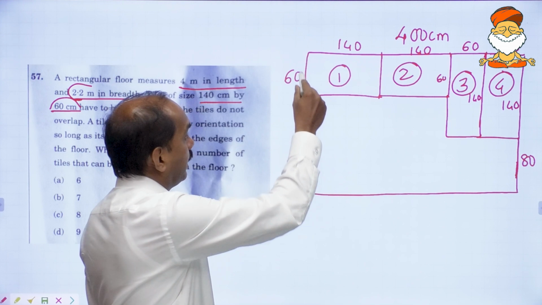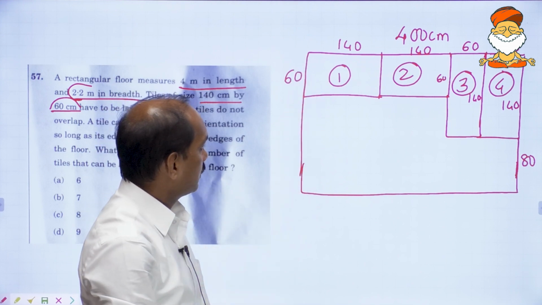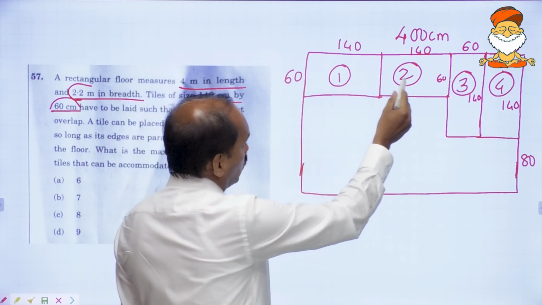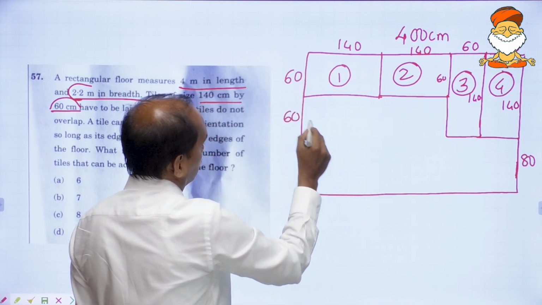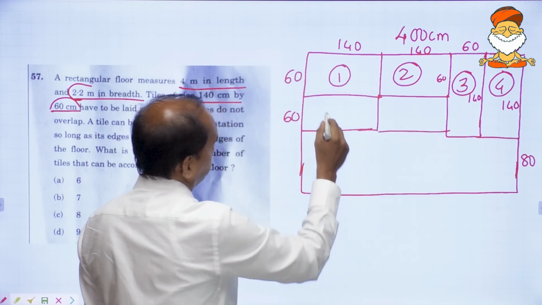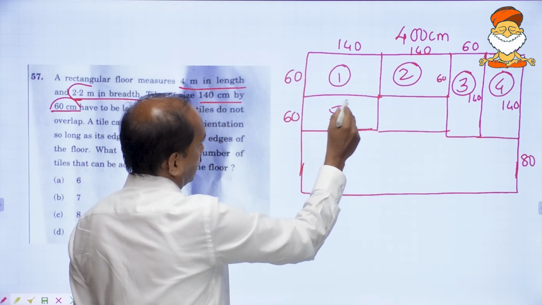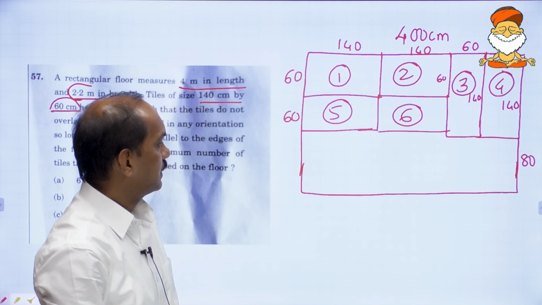Here the height is already 60. Still there is a lot of things you can do here. But 1, 2, 3, 4 and same 60, you can go for 2 more here. 2 more. Same 60 belt. So 3, 4, 5, 6.